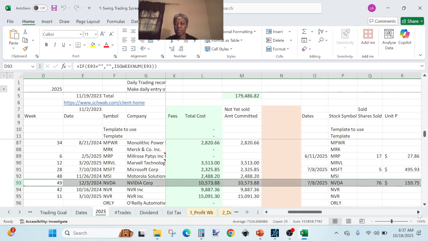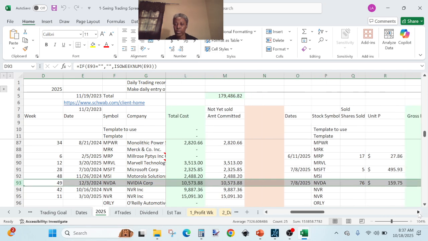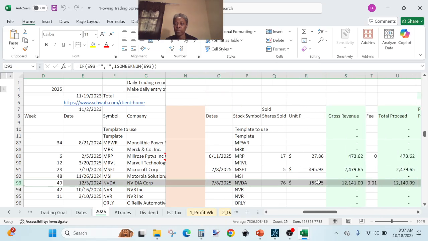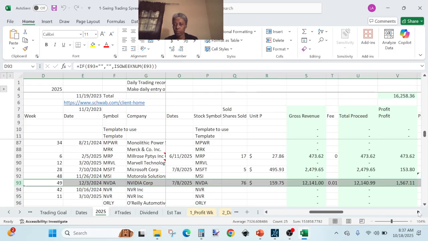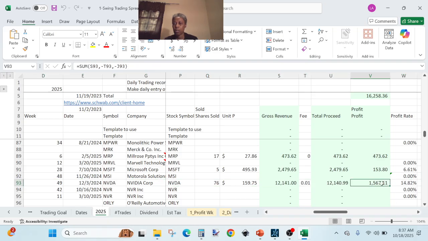And we sold it six months or so later, July 2025, for $159. So it's like $20 profit per share, or $1,567 net profit, or a 14% return.